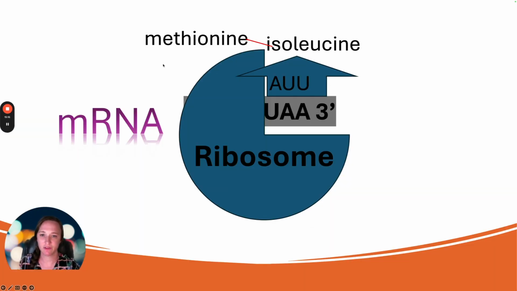The last phase of translation is termination, and this is when a stop codon, which is usually UAA, UAG, or UGA, is reached, and then the ribosome releases the completed polypeptide, which will eventually fold into its functional form.